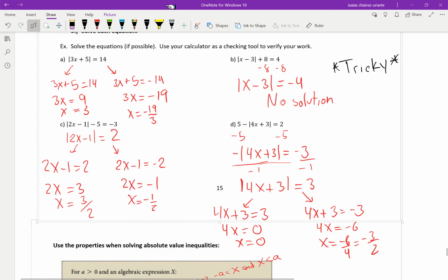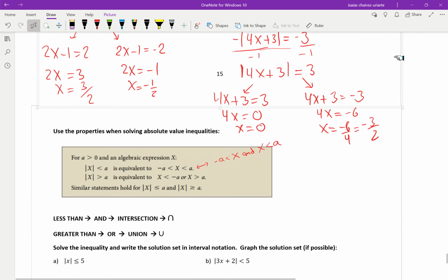Alright, so that is it for solving absolute value equations. Just keep in mind, and this is actually true for the next examples that we're going to do in a second, that if you have absolute value and then you either have an equals or an inequality, and on the other side you have something negative, you are dealing with some kind of tricky business. So be careful. All right, next thing.